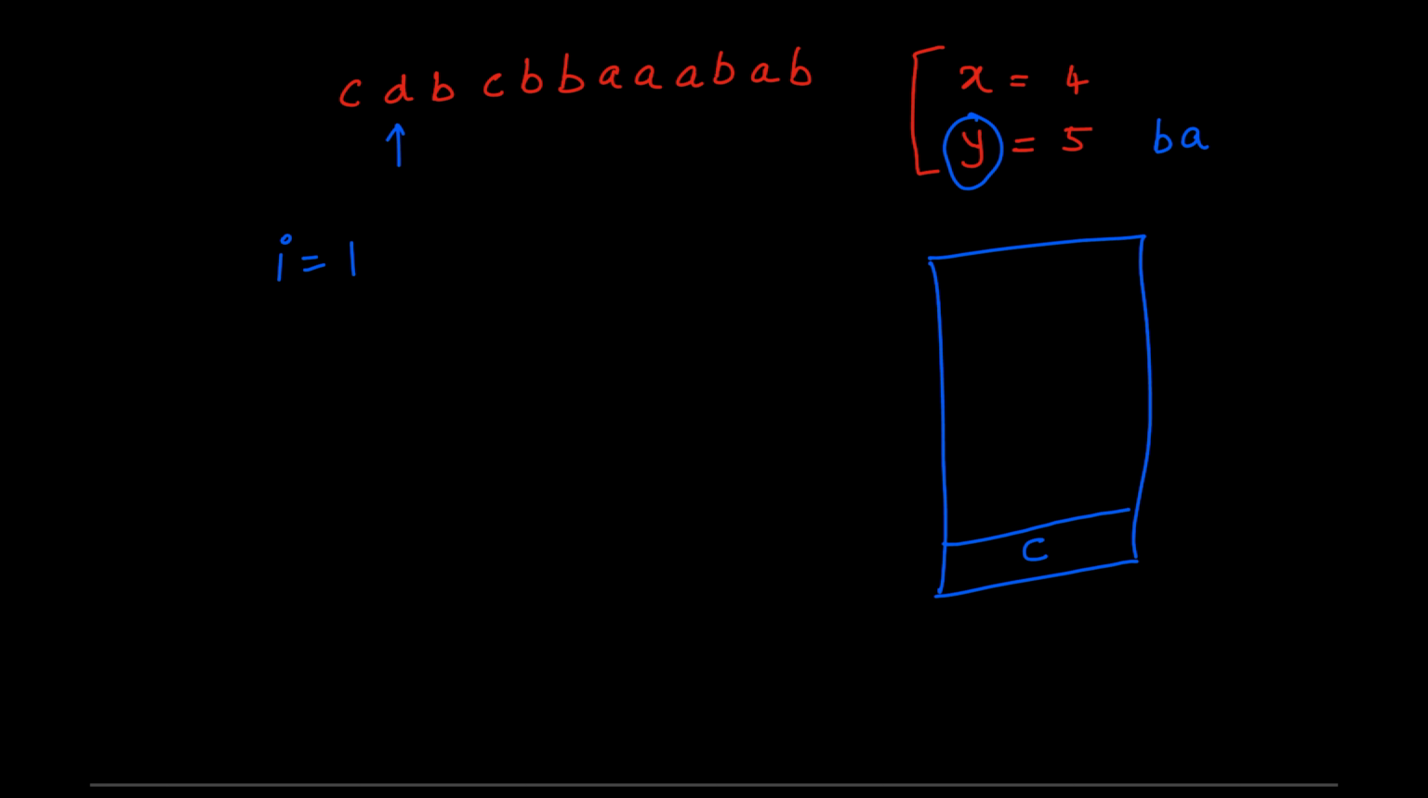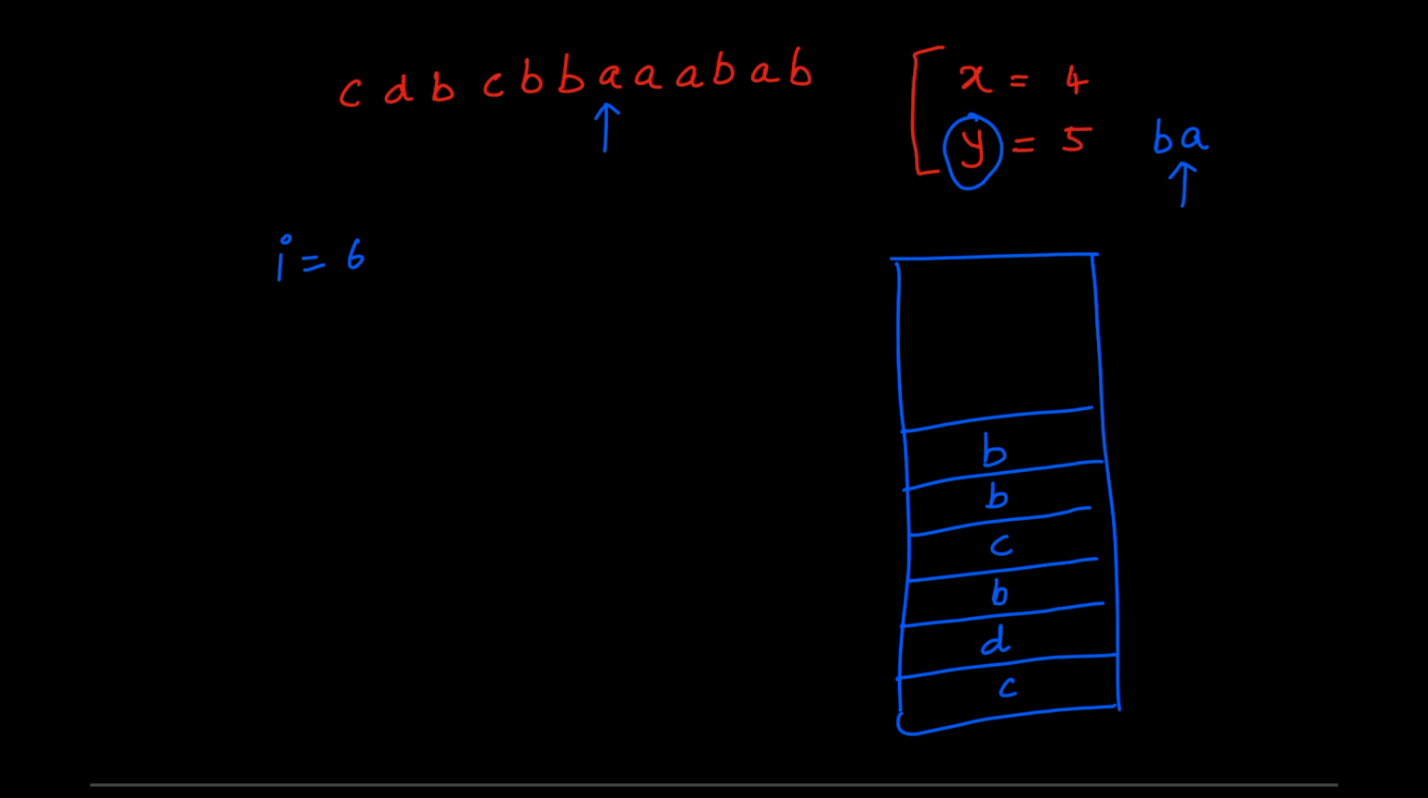With i equal to 1, it is pointing at D. As it doesn't match the second character of the substring we are looking for, there's no way we can find a substring in S, so I'll add D to my stack. To save time, let me go ahead and prefill some of the values into the stack.